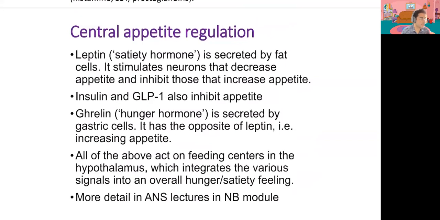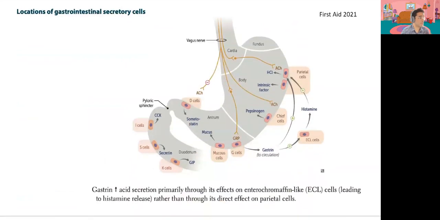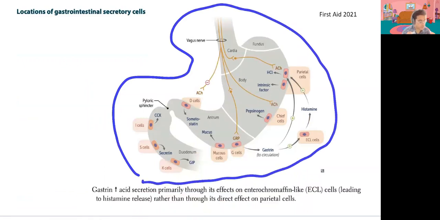Central appetite regulator, guys, you know your leptin. Your leptin is just your satiety hormone that's released by the fat cells. So if you have more fat cells, your satiety hormone component is going to be more regulated. Ghrelin is the hungry one, and that's from your gastric cells. So it opposes leptin. You'll see it in the ANS lectures as well. So don't trip. I'm putting this again because I want to emphasize that you should try to memorize this, but also work through the functions of it.